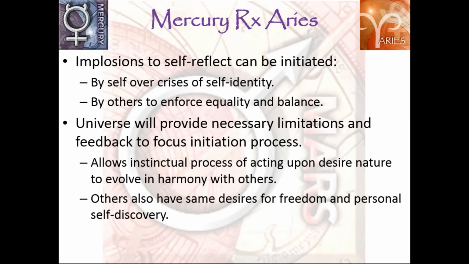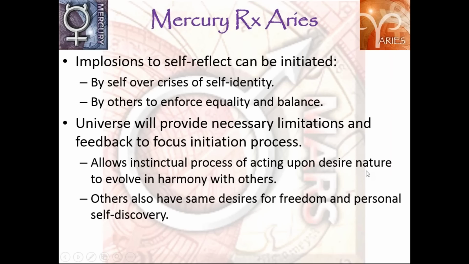So Aries can't just go outward from itself and have complete and utter freedom forever. It's going to run into the universe. And so the universe is always going to provide any necessary limitations and feedback to help Aries focus its initiation process. That initiation to instinctively act upon our desires and to move forward. And so that limitation, that feedback from the universe. That's the Mercury retrograde review in Aries.